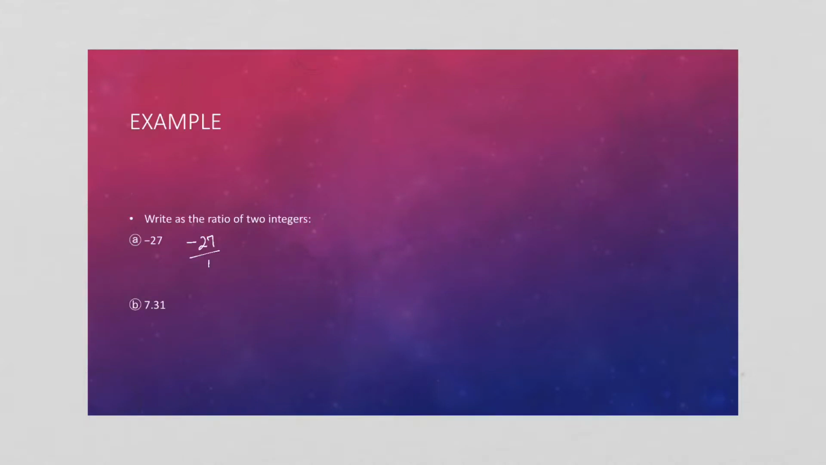Part B, you would have 7 and 31 over 100, but that's not a ratio of two integers, that's a mixed number. So in order to turn that into a ratio of two integers, you have to turn that into an improper fraction. 100 times 7 is 700, 700 plus 31 is 731, and your denominator doesn't change.